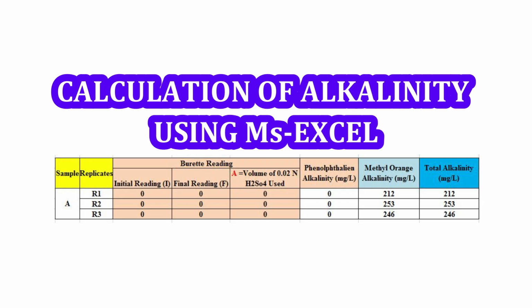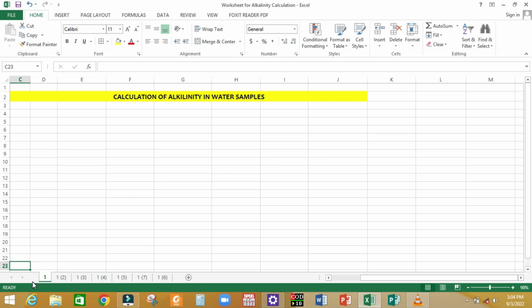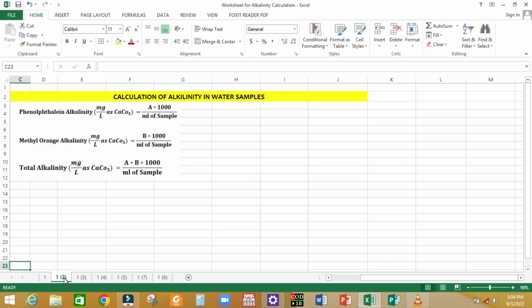To begin with, first open a Microsoft Excel sheet, and for easy and smooth understanding of how to carry out the calculation, first let us bring the formula used for calculation of alkalinity in water into this sheet.